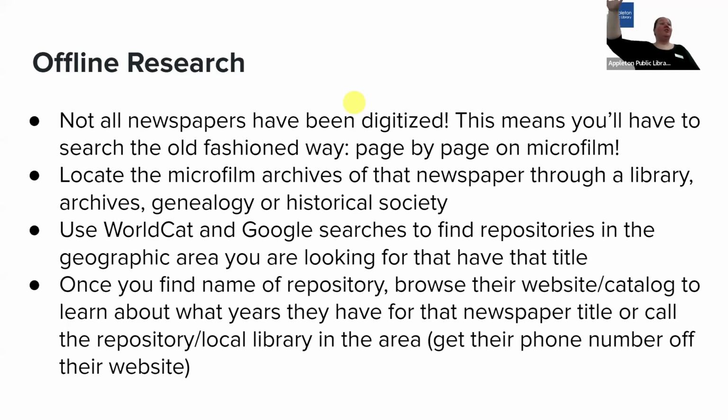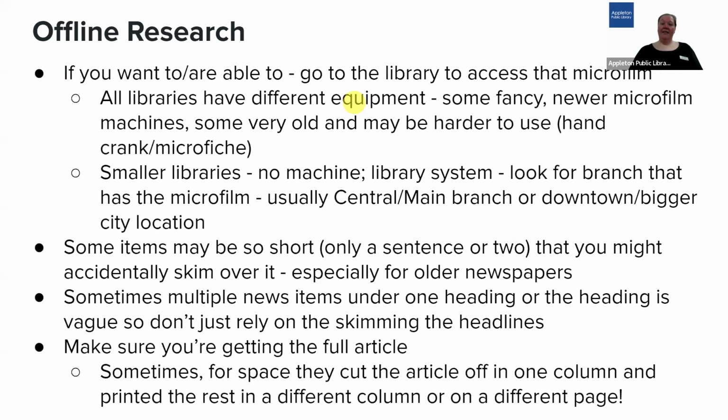Like I showed you earlier, you can use WorldCat or Google searches to find a certain library in that area that you're looking for and find that newspaper in that library. Once you have the name of that library or whoever has those newspaper archives, you can browse their website and catalog to learn what years they have, to make sure they have those years of that newspaper you're looking for. You can figure that out either by going through their website or by calling them, or calling us at the local library and getting their phone number, or getting their phone number quickly off their website, of course, because you always want to verify what you find online.